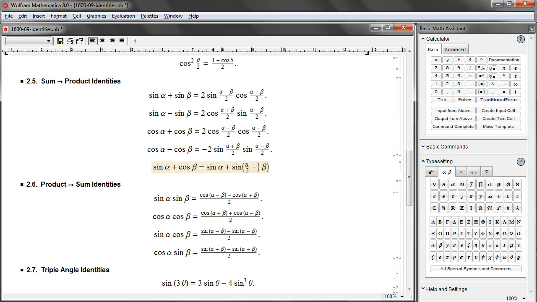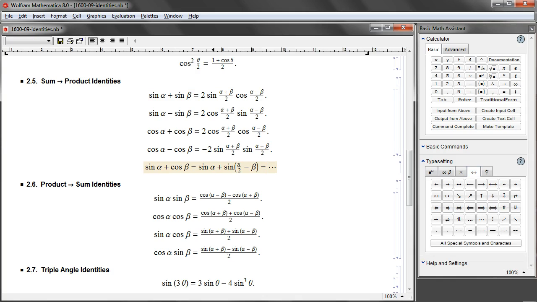Why? Because cosine of beta is the same as sine of pi over 2 minus beta. Complementary identities. Or, of course, you can change the sine of alpha into cosine of pi over 2 minus alpha and keep this cosine beta as you wish. In this particular case, I decided to use sine of alpha plus sine of pi over 2 minus beta and apply the first identity, and that works out. The rest is left to the students.